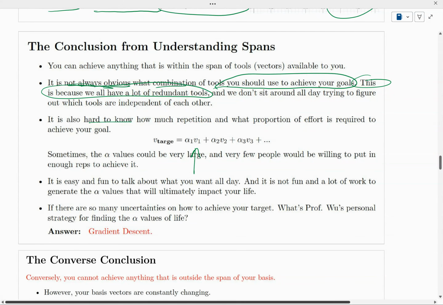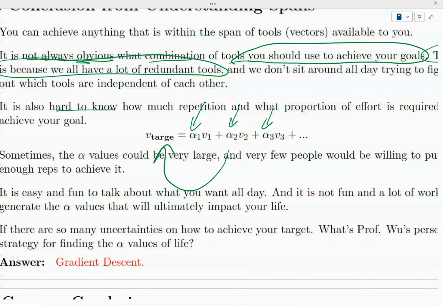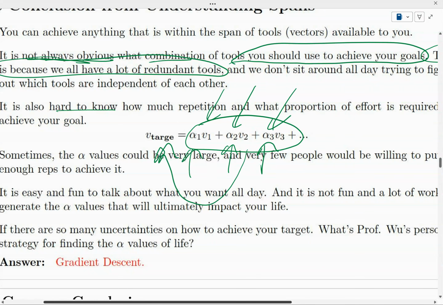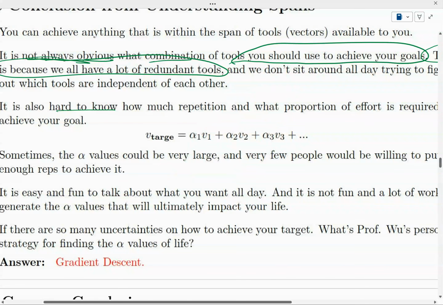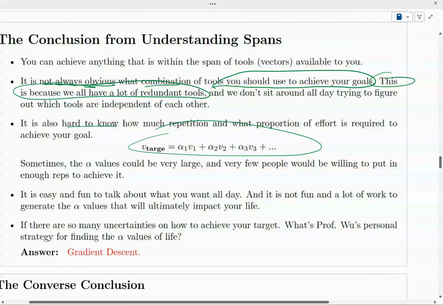So here's vector tool one, tool two, tool three. These are vectors. And here's your target. How do you know which alpha to pick to reach your target, right? And by knowing the alpha, you will essentially know the proportion. What is the proportion of effort that you apply to each tool to allow you to reach your ultimate goal? So in mathematics, we know how to do this. In real life, it's much harder. You don't really always know how much effort you're supposed to exert in various parts of your life.